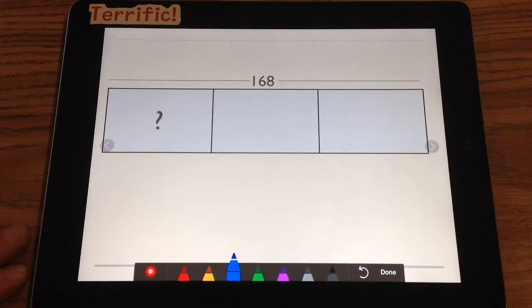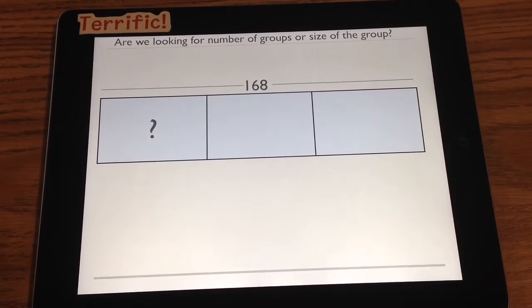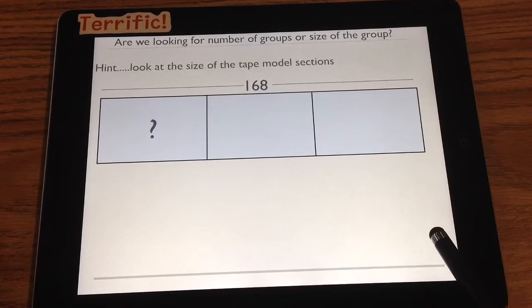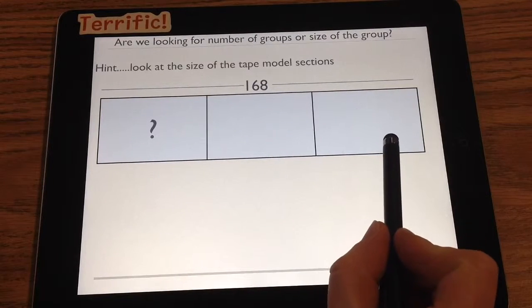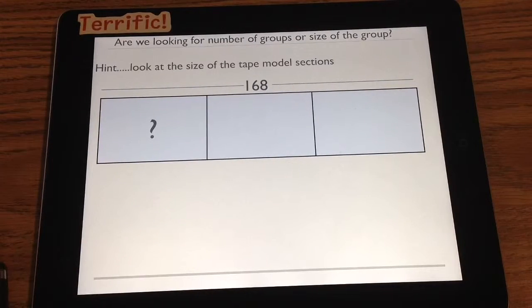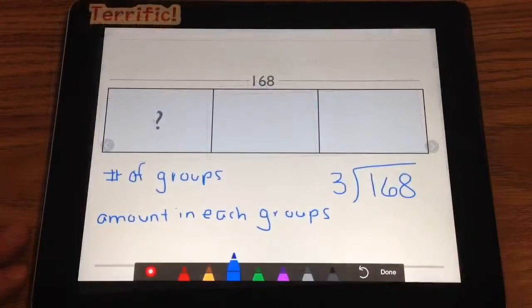Go ahead and look at our next one. So we wonder, are we looking for number of groups or the size of the group? Hint, look at the size of the tape model sections. If they're all equal sizes and there are no numbers, then you're looking for the size of the group, because you already know the number of groups. 168 divided by 3 groups.